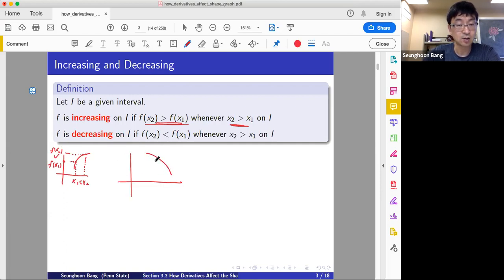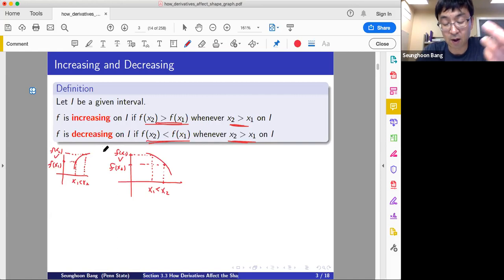Decreasing is similar. The graph is like this. You can choose two points, this one is x1 and this is x2. Here we have the same assumption. We can compare the corresponding function values. You plug in x1, this is f of x1, and this one is f of x2. What's that? f of x1 is greater than f of x2, so the graph is decreasing. It's like an algebraic definition.